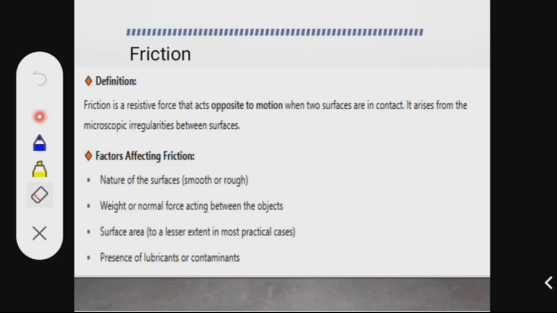Another factor that determines it is surface area, how large the surface is, how small the surface is. If the surface area of the object is very wide, very large, the friction will be less. If the surface area is very small, the friction will be high.